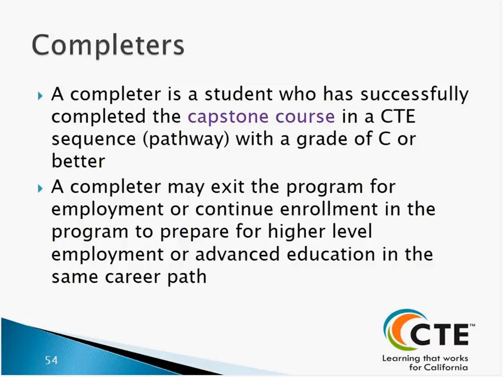A completer occurs when a student has successfully completed the capstone course in a CTE sequence or pathway with a grade of C or better. So when we were talking earlier about a 2-course sequence, you could have a student that is only a concentrator in the 2nd course, not a completer, because they received a grade of a D or F. So only your completers are those that finish all courses in your sequence and receive a grade of C or better in the capstone course.